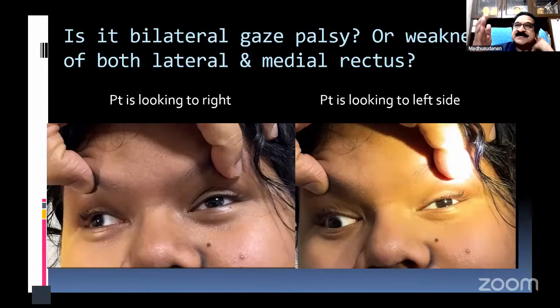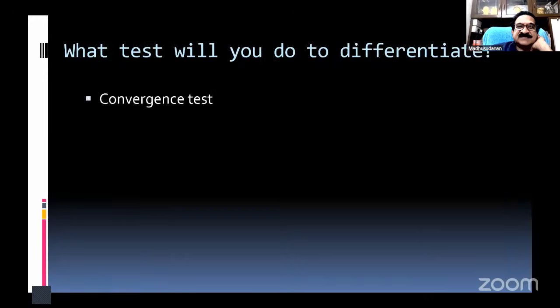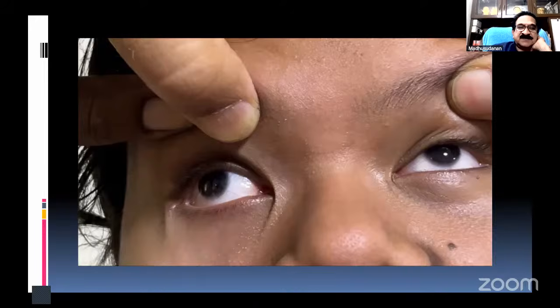So gaze palsy means the adduction is also not moving. If convergence is present, that means it is not an individual medial rectus paralysis. It has to be a gaze palsy. So the convergence test. And see the convergence test now.